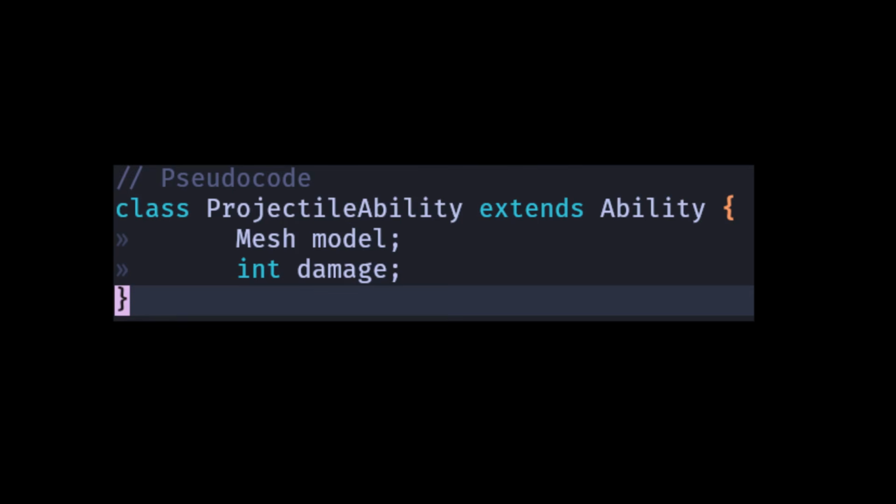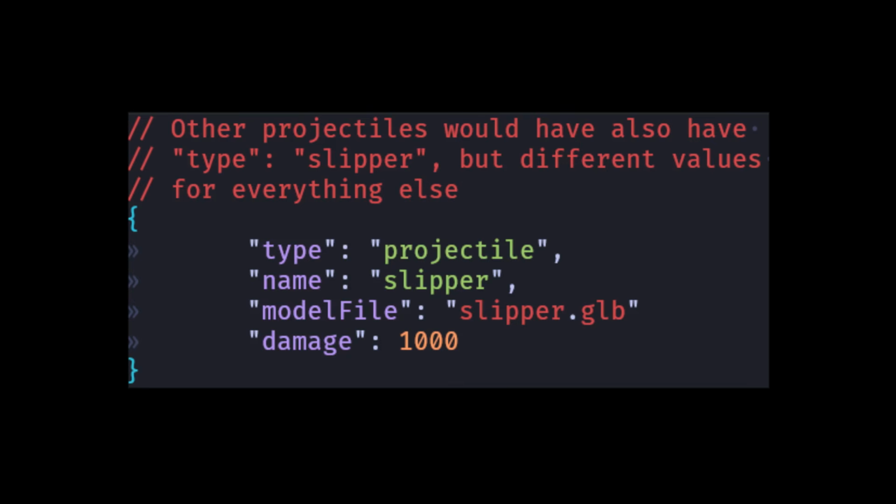For example, the logic for any kind of projectile is the same. The only difference is the 3D model. You want to be able to abstract away the few differences between the different projectiles. So you have a single projectile ability class, but then to create different types of projectiles, you have different 3D models. We usually use data files to specify these abilities.